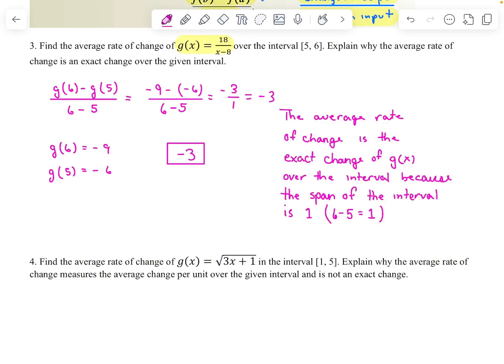The average rate of change is the exact change of g of x over the interval because the span of the interval is 1. Let's take a look at another example.